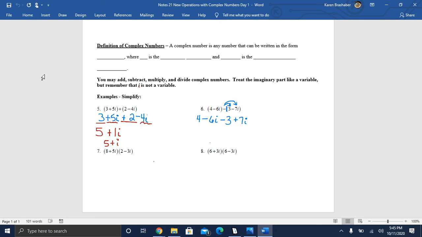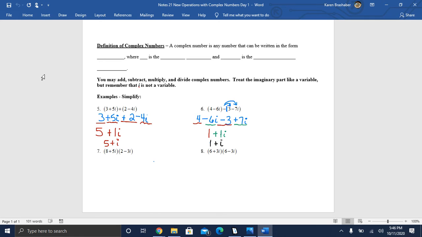Then, as we did with the previous one, we'll combine like terms. So we have the 4 and the negative 3. That's going to combine to 1. And then we will have negative 6i combined with positive 7i. That's going to be plus 1i. Again, you may see that answer as just 1 plus i. So you have the real part and the imaginary part. So that would be addition and subtraction with complex numbers.